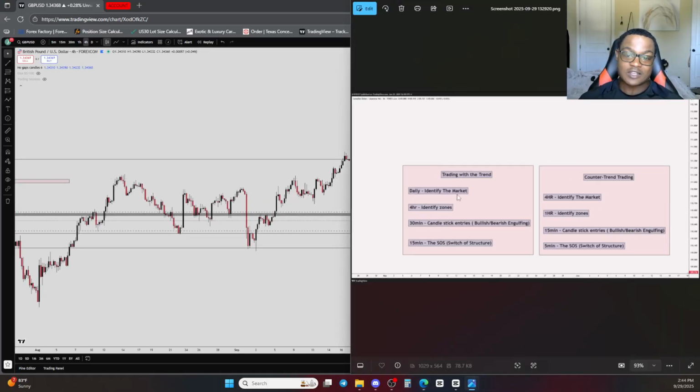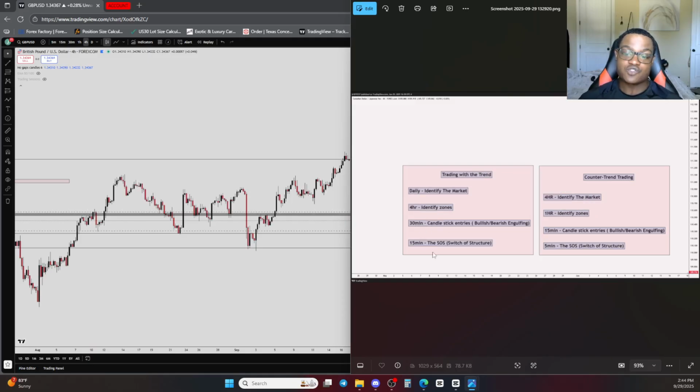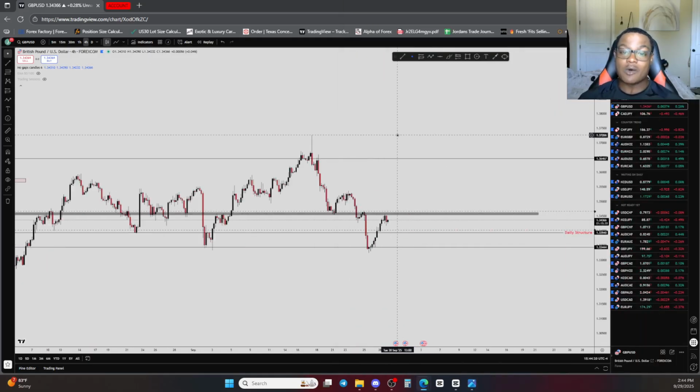So right now we identified the market off of the daily. We identified the market again on the 4-hour, and this is how we found our zone. Now it's time to look for our entry in the switcher structure. So I'm not going to show y'all the entry. If you want to see that, go into the Discord section. The only thing I'm going to show you is the breaker structure.